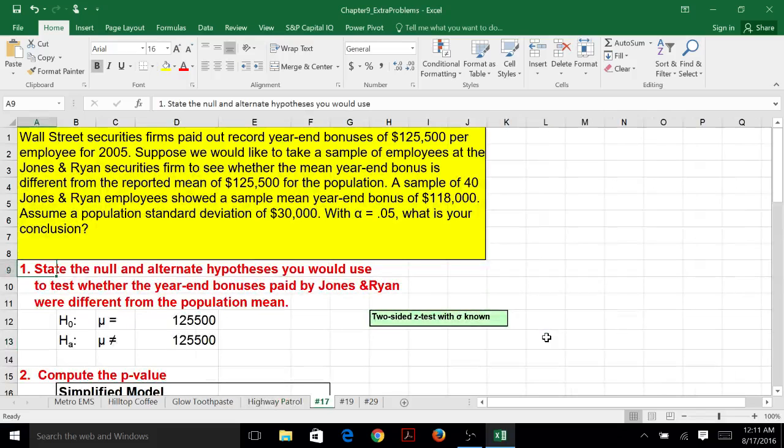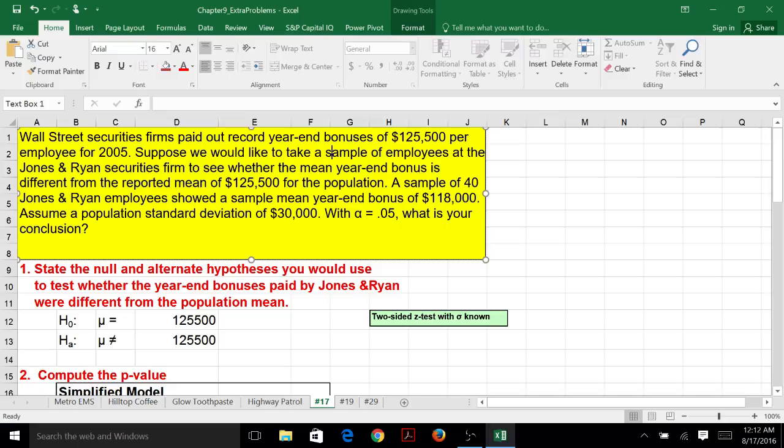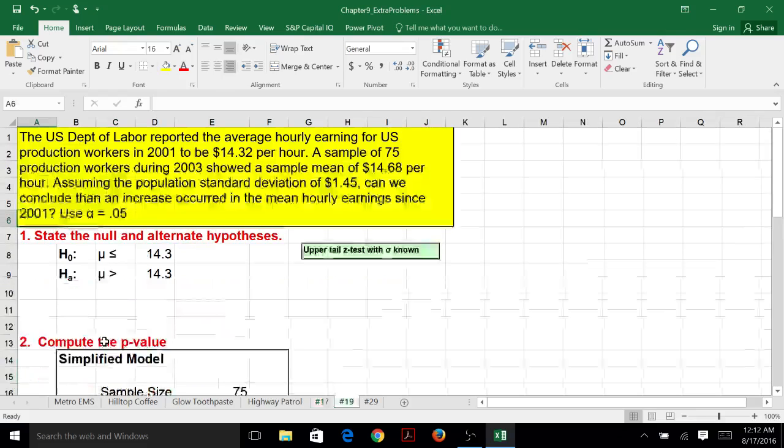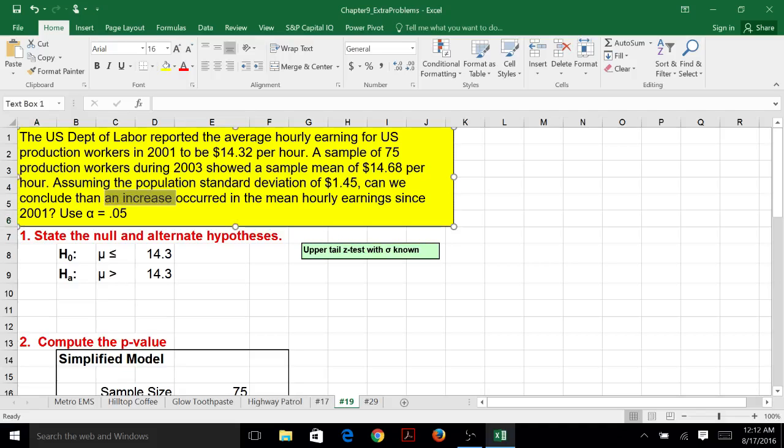On this same file, I've got a few others for you to look at. Go ahead and take a look. There are additional questions. In this case, we're trying to see whether the mean bonus is different, so it's a two-tailed test. In this case, you're using a p-value test, and it's a z-statistic because you know sigma. In this case, with a sample of 75, can we conclude that an increase occurred? Is it greater than the 14.32? Expand that out a little bit.